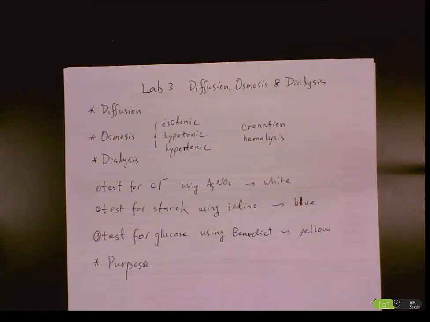In this lab, we'll use experiments to learn these three definitions, and in order to do that, three different tests are needed. First, the test for chloride: use silver nitrate, and the solution will turn white. Test for starch: using iodine, the solution will turn blue. Test for glucose: using Benedict's, the solution will turn yellow.